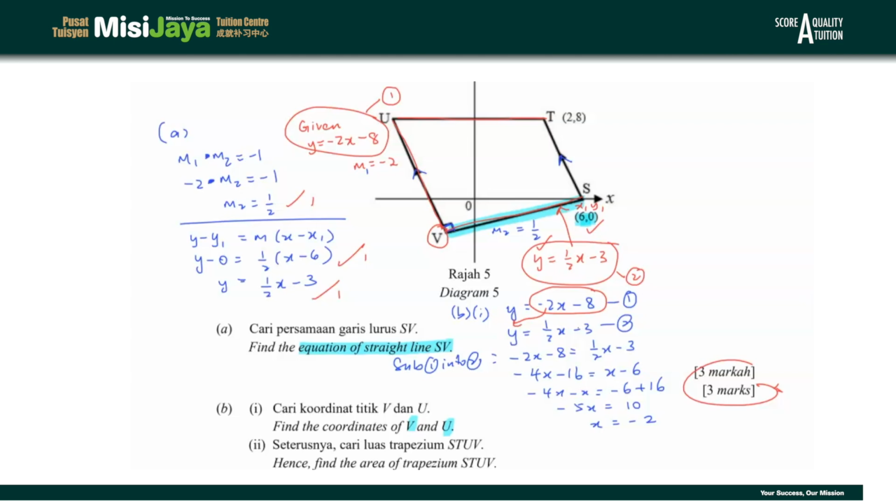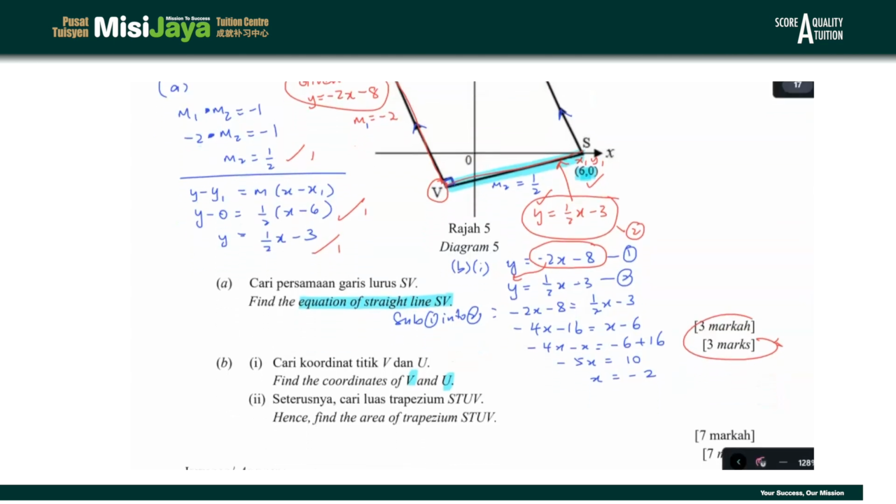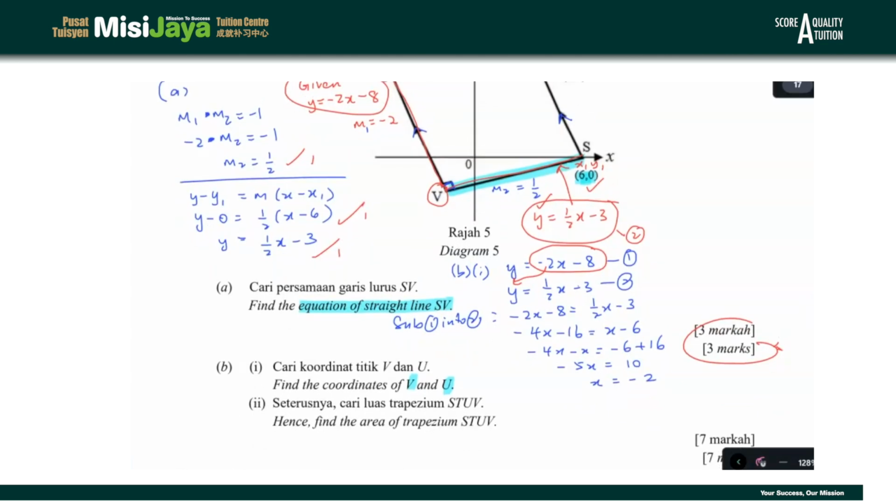After that, we need to find what is our y, right? In order to find y, I can substitute x = -2 into equation 1 or 2. I would choose 1 because there's no fraction there. So substitute inside. y is -2 times -2 minus 8. So this is 4 minus 8.